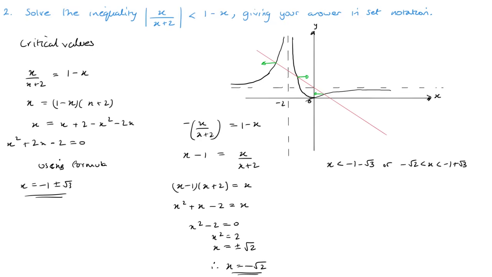Okay, and then putting this in set notation, we get x is less than minus 1 minus root 3. Put my squiggly brackets on. U for or, and x is between minus root 2, I should say, and minus 1 plus root 3, and squiggly brackets on at the end. And there we have it. That's question 2 complete. Now let's have a look at question 3.